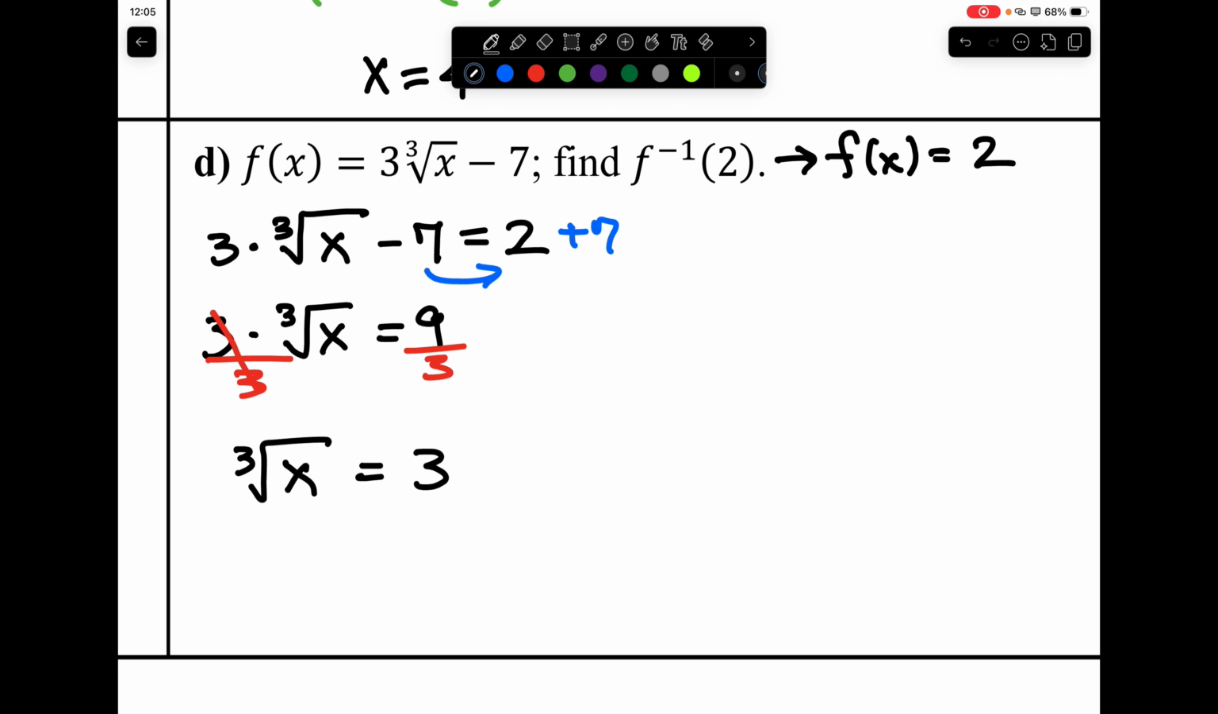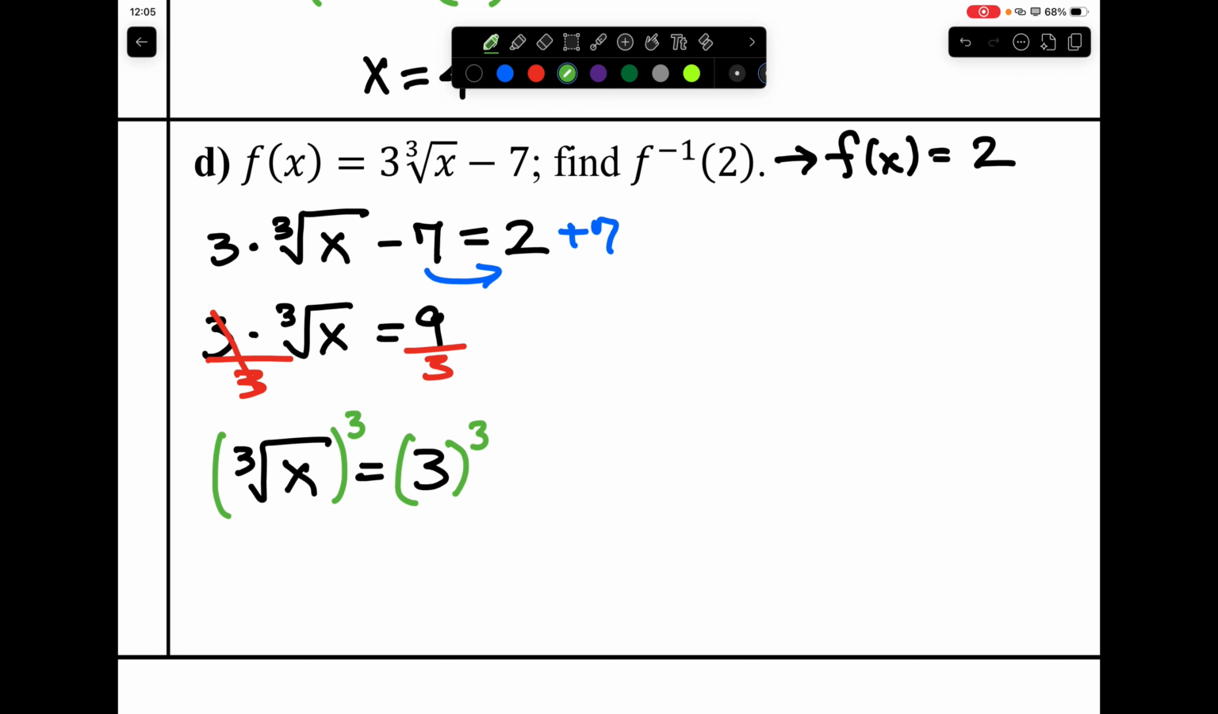equals positive 3. And the inverse of a cube root is a power. So we use powers to get rid of roots, and we use roots to get rid of powers. Here we're going to raise both sides to the power of 3.